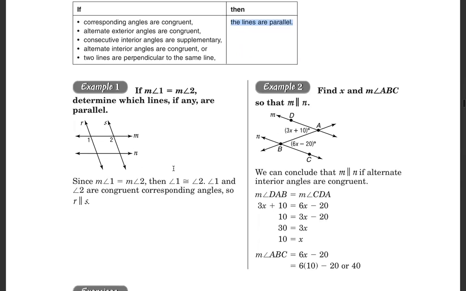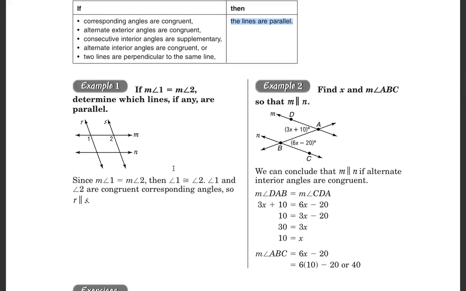For example here, it says if the measurement of angle 1 is equal to the measurement of angle 2, determine which lines, if any, are parallel. Angle 1 is over here, angle 2 is over here. The common line between them is M. So we treat M as the transversal of the two lines R and S. R and S are the two lines that we're trying to see if they are parallel or not, based on the given information that angle 1 and angle 2 are equal.